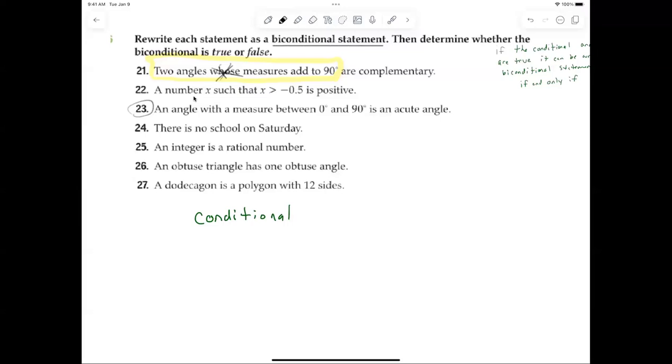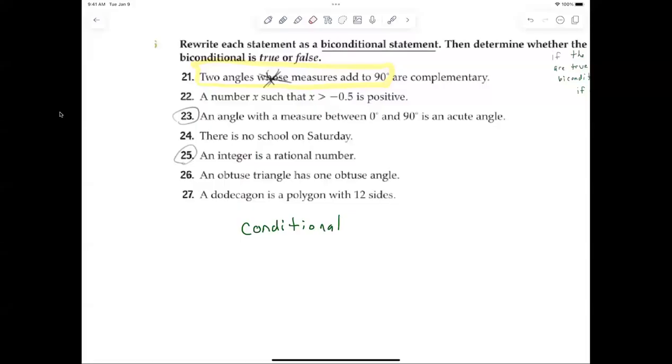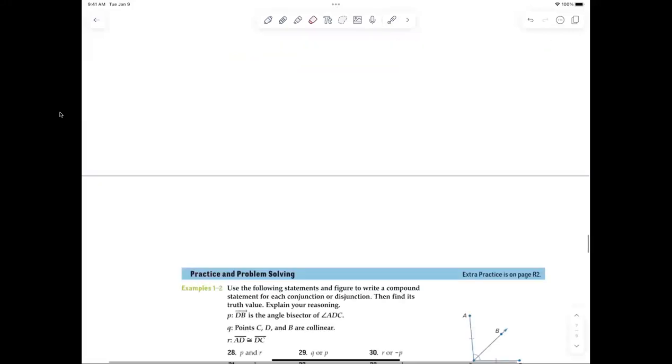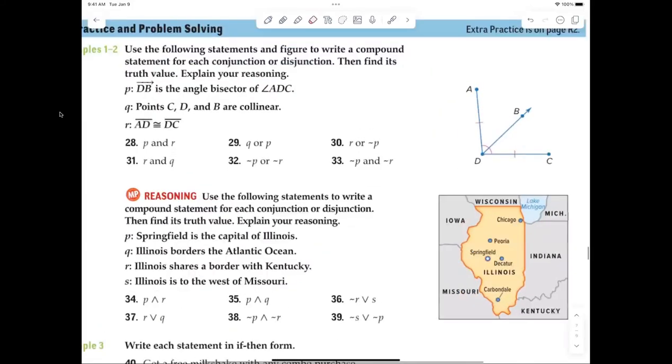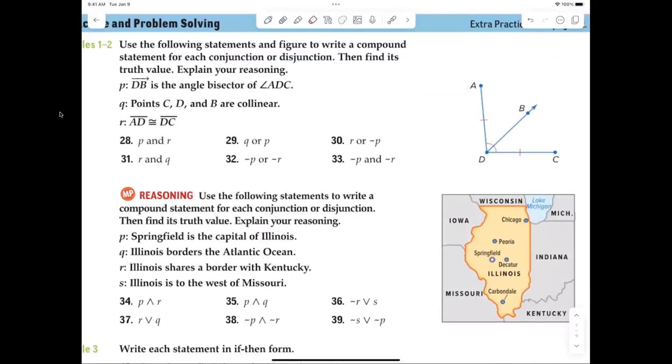So let's try 25. I'm going to pause the video for a second. I want everybody to write out 25. Almost forgot. Now let's come down to the next page. Use the following statements and figure to write a compound statement for each conjunction or disjunction, then find its truth value and explain your reasoning. Sounds complicated, it's not. We're just learning how to write sentences with symbols.